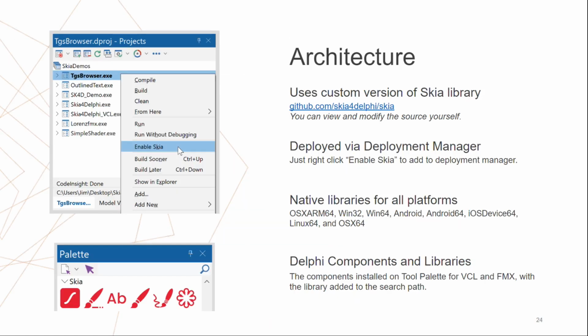So from an architecture point of view, if you just want to add Skia to an application, you need to right click on it and say enable Skia. What this does is deploy the Skia DLL or Skia libraries with your application. It's all handled automatically. You don't have to think about it. There are native libraries for all the platforms. And that's what you have to do. If you don't do that, then you'll need to manually deploy it or you'll get an error at runtime, especially if you're deploying it to a different computer.